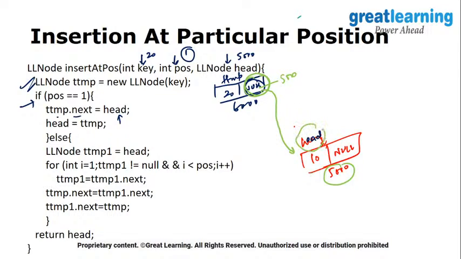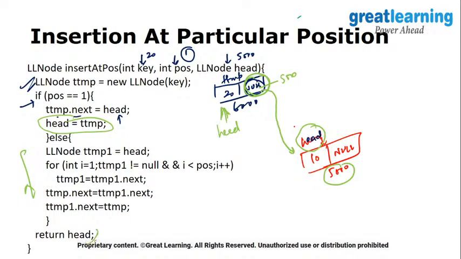Now this is head. Is this the actual head? No, that is why we are changing the head in this step. This will be our new head. Head will now be pointing to this node. Head equal to ttmp, that is 6000. So now this is our new head, and this won't be executed, and we return the head.